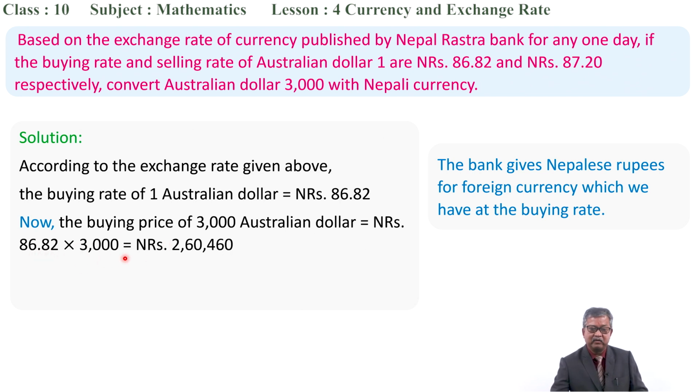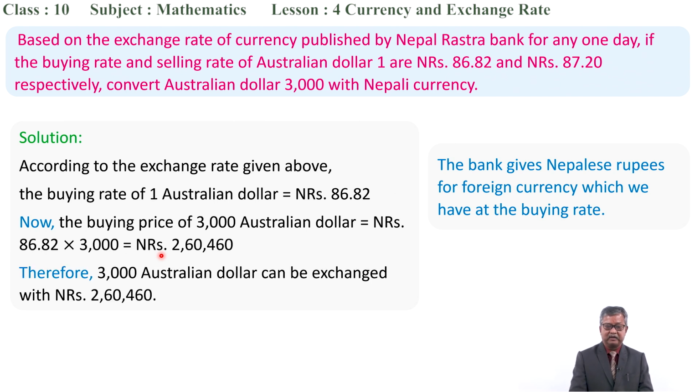So after calculation we got rupees 2,60,460, so 2 lakhs 60 thousand 460. It means that when you give the 3,000 Australian dollar to the bank, then the bank gives 2,60,460 Nepali rupees.